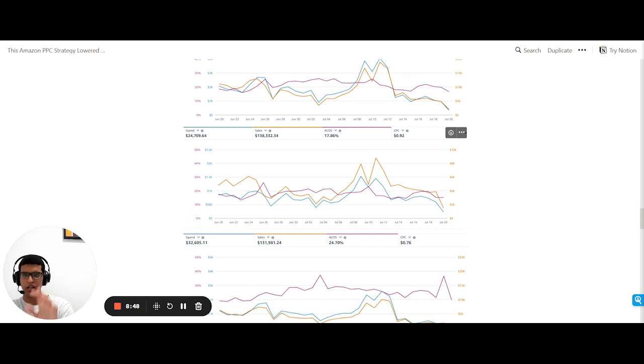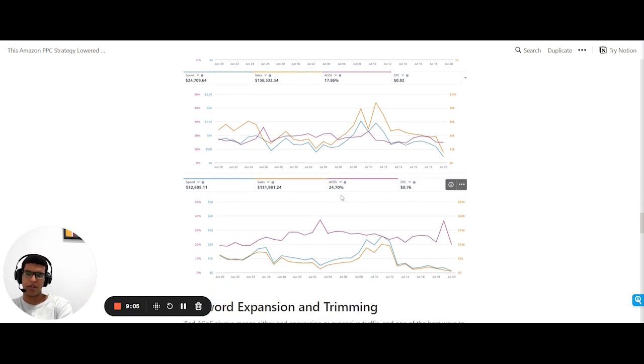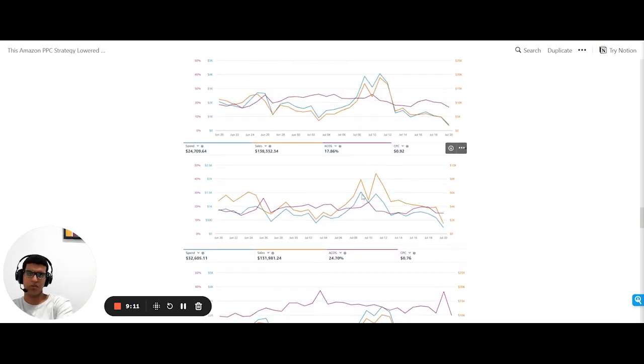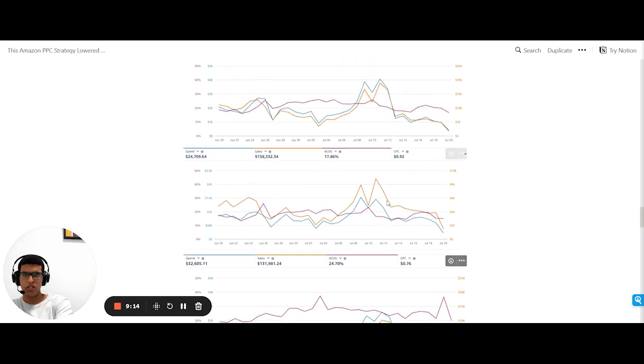Those usually spend below 50% of your budget, but they produce more than 50% of your sales, and they're operating at a much lower ACoS than both your overall account ACoS and the ACoS of those campaigns that are doing badly. So these are your winner campaigns, and this is where you actually make your money. Then you also have other campaigns that are bringing up the total ACoS for the account.